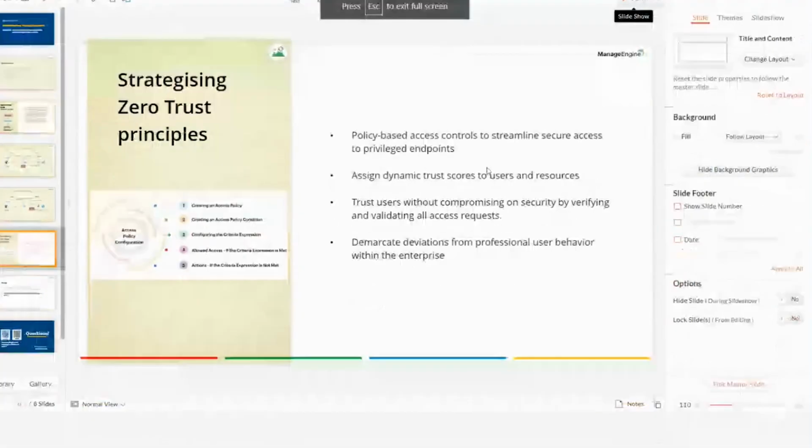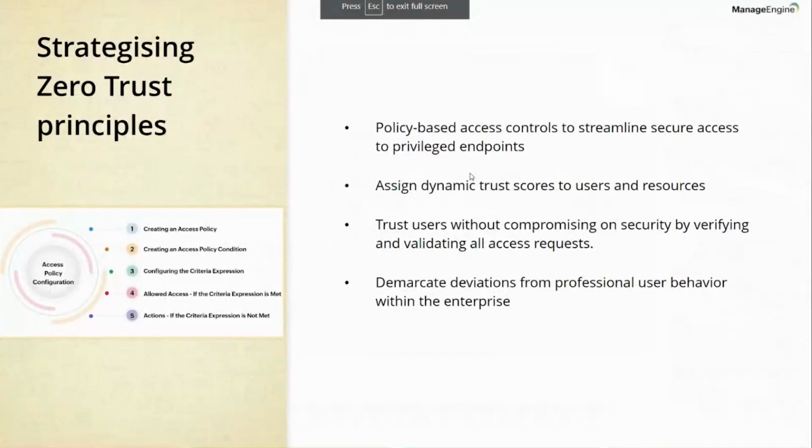So this is all about how you can strategize the zero trust principle with the help of policy-based access control. You need the agents, and the agents will help you determine the security posture of the users, user devices, and the endpoints. Based on that, you can enforce policy-based access control. You can define which user needs access to what.